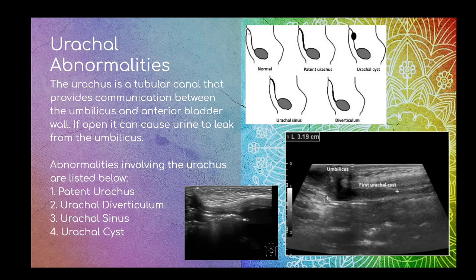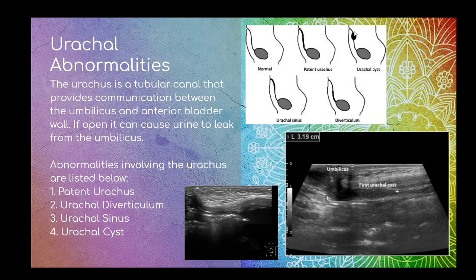But usually the urachus closes and it's just kind of this tract that has no connection to anything. It just kind of holds the bladder in place. Sometimes though, it is completely open. So again, the urine can come right out the urachus and out the belly button. Usually just kind of dribbles out. It doesn't spray out or anything like that.